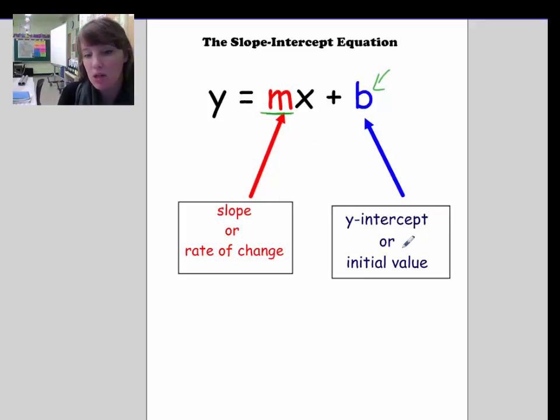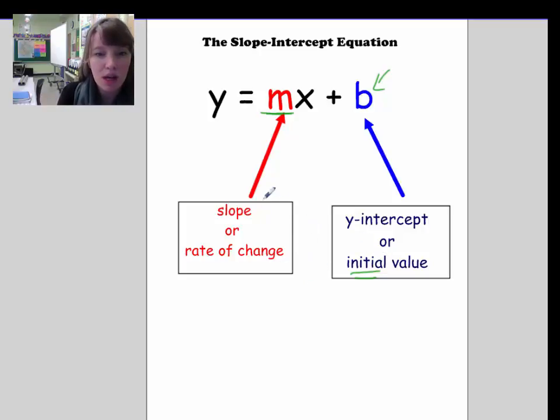The y-intercept is also known as the initial value. That's initial, meaning that in a word problem, oftentimes when x is 0, that's the beginning of the word problem, right? So that's why we talk about it as the initial value.